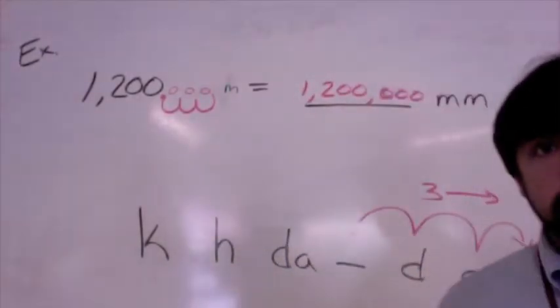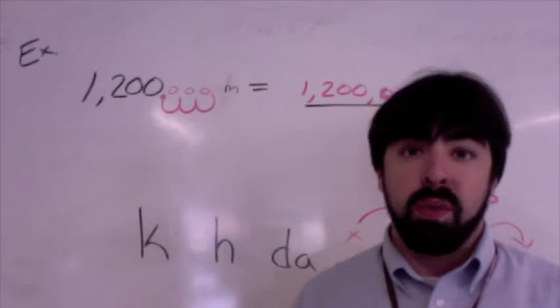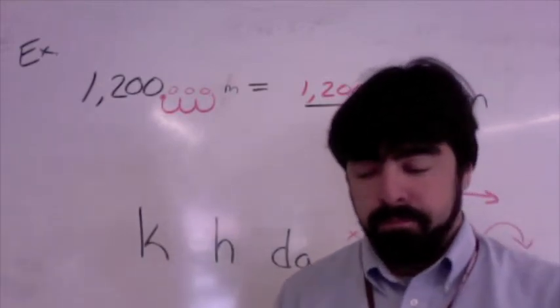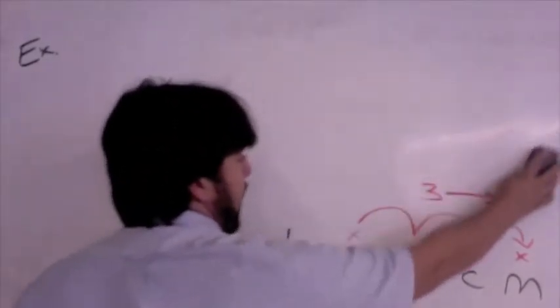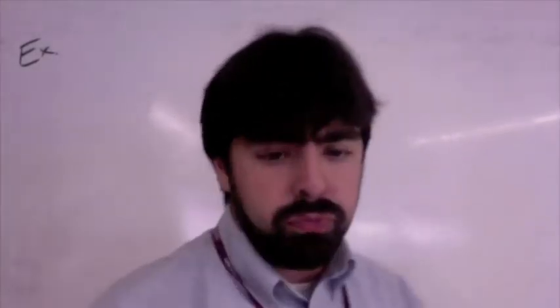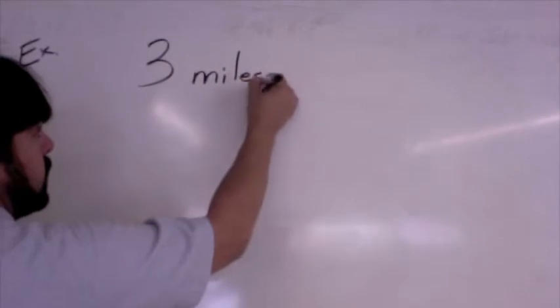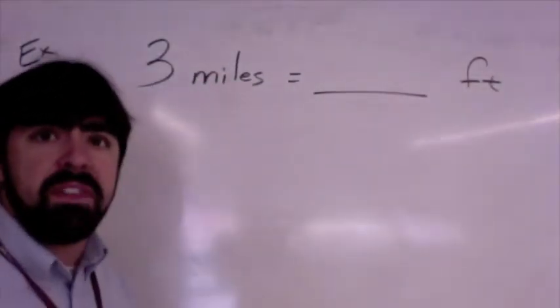So again, decimal point rule, we're just sliding that decimal back and forth depending on the prefix. Pretty good, pretty straightforward. Let's break into the dimensional analysis. A little bit harder. All right. If I have 3 miles, how many feet is that?